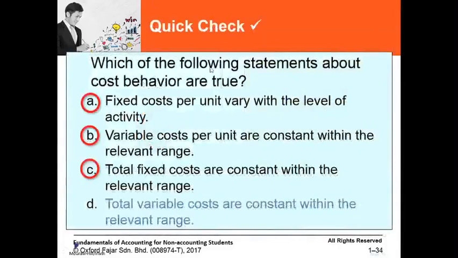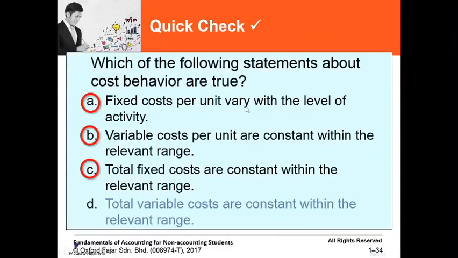Okay, so this is very important. I usually put this kind of question in the exam. Make sure that you have a very good understanding of the variable cost, the variable cost per unit, the fixed cost, and fixed cost per unit. Which of the following statements about cost behavior are true?